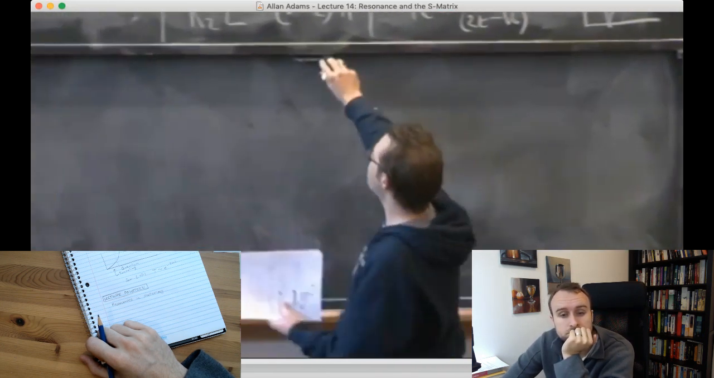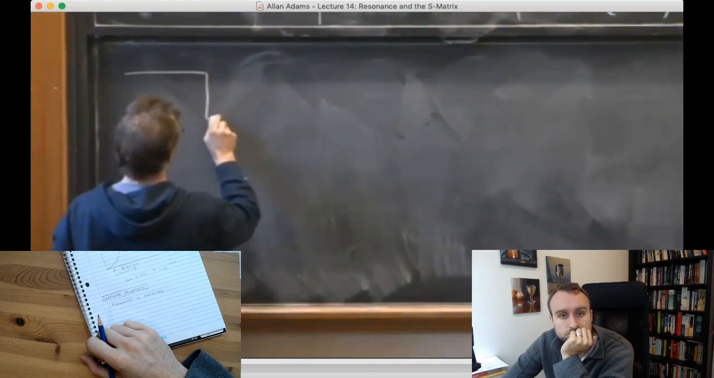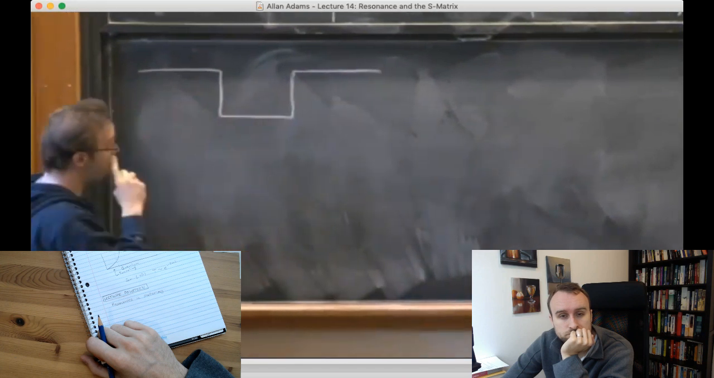Okay, so before going into that in detail, I want to do one slight variation of this problem. I'm not going to do any of the computations. I'm just going to tell you how to get the answer from the answers we've already computed. So consider a barrier, or a square well.